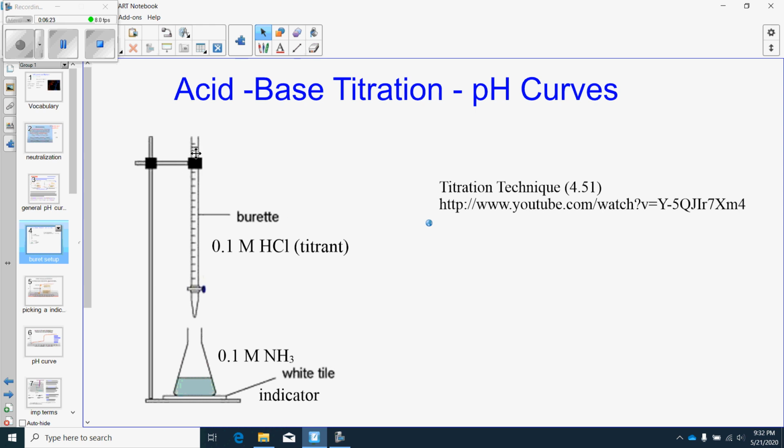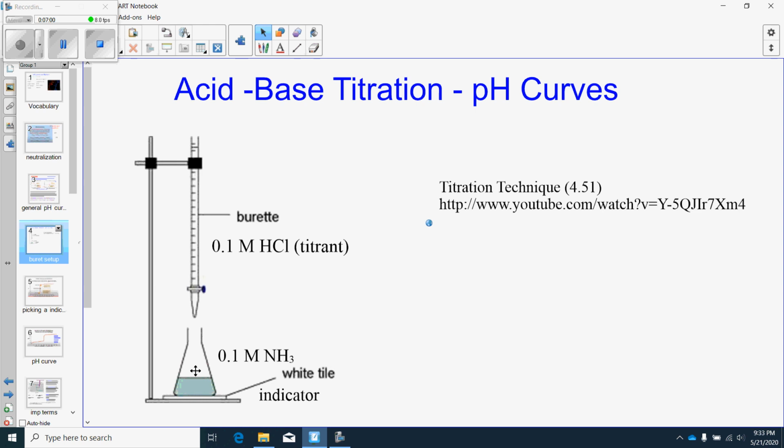So we have a burette here, and our burette is a very long glass cylinder. It measures very precise measurements. If you notice, we have HCl, which is our acid, and we have NH3, which is ammonia, and it's acting as our base. Remember, in a titration or a neutralization, you have an acid and you have a base. So we're going to put our acid in this burette, and we're going to put our base solution down here in this Erlenmeyer flask.